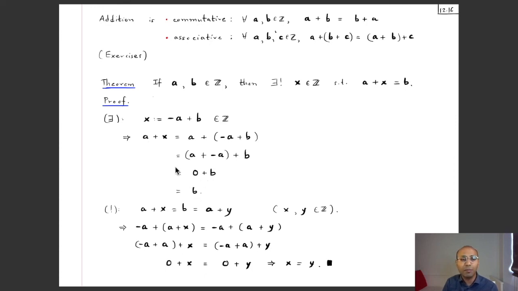So you have got that a plus x is equal to b. Now let's show uniqueness. So suppose that there are two integers x and y, such that a plus x is b and a plus y is also b. Okay, so then you get a plus x is equal to a plus y.